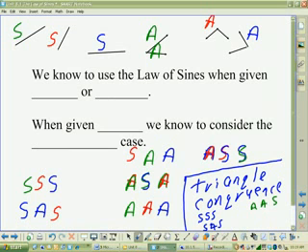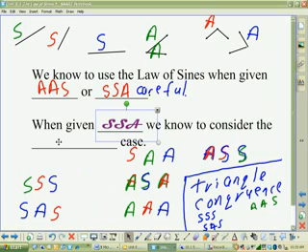If you're not given these things, there may be more than one triangle that you can build with it, or in fact, no triangles at all. So this slide is here to tell us if we're given this, use this law. When do we use the law of sines? Two angles and a side in any order, or side, side, angle. And with that one, I better write, and we're going to learn this today, very careful here. When given that, we know to consider the ambiguous case.